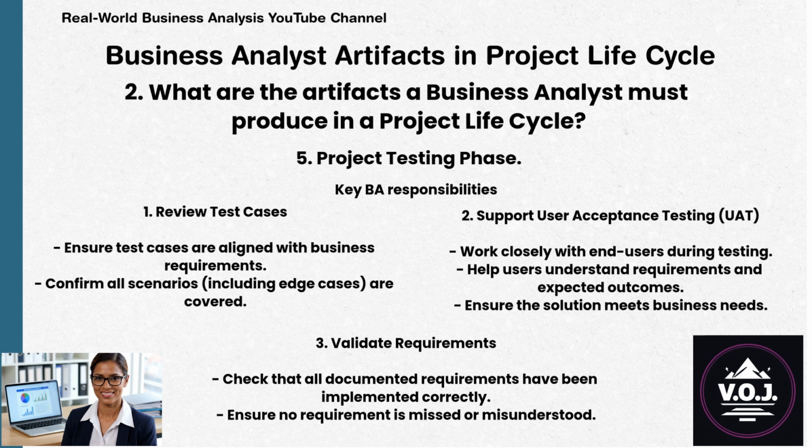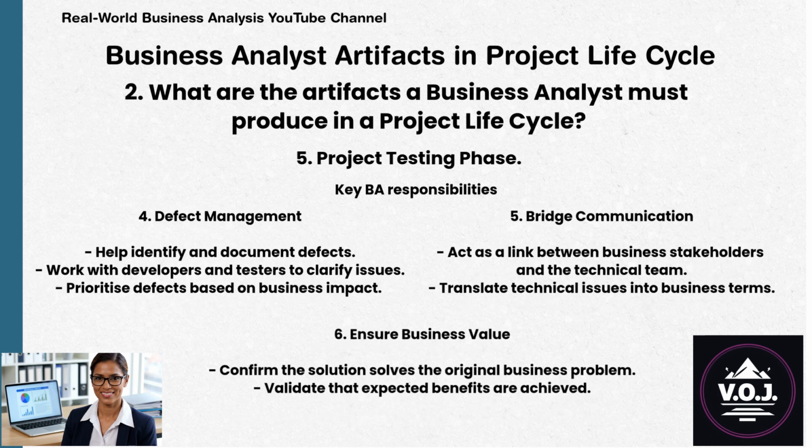Number 3. The BA validates requirements, checks that all documented requirements have been implemented correctly, and ensures no requirement is missed or misunderstood. Number 4. The BA is to manage defects, help identify and document defects, work with developers and testers to clarify issues and prioritize defects based on business impact. Number 5. The BA bridges communication, acts as a link between business stakeholders and the technical team and translates technical issues into business terms.